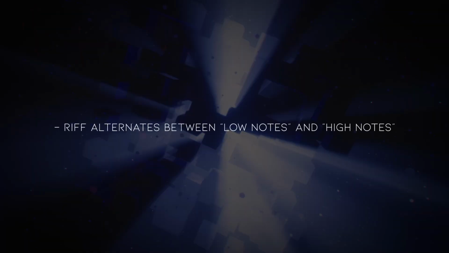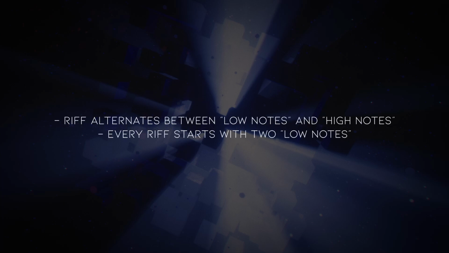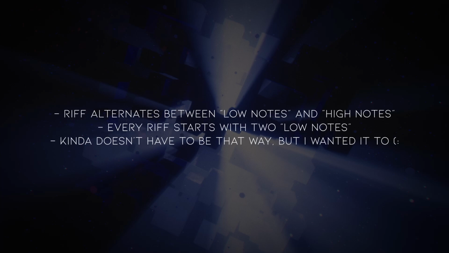I played around a bit and came up with a set of rules that our friend can follow. So yeah, let's do a form of quickfire round. First off, the riff alternates between what I call low notes and high notes. Every riff starts with two low notes. It doesn't actually have to be that way technically, but it stems from me being in a band more than 10 years ago, being really into the metalcore music of the time, and getting comments on how every riff I wrote starts with two palm-muted open notes on the lowest string, and then alternating between that and riffing on the 5th, 7th and 8th fret on the higher strings. And I thought it would be funny to mimic that here.